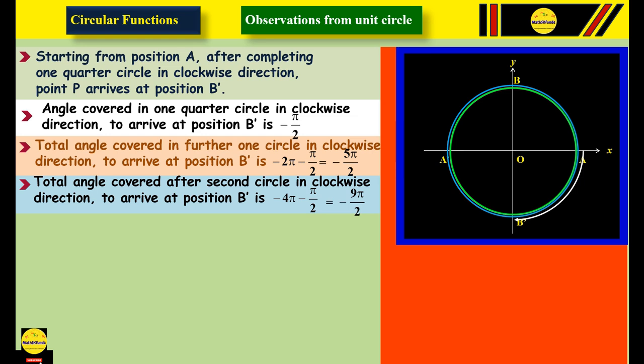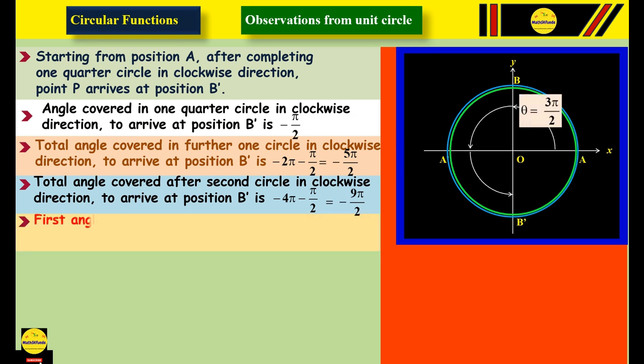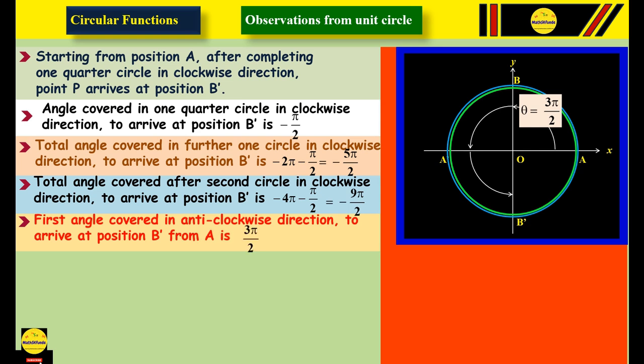Okay. Now, in all these cases, we were allowing point P to move only in clockwise direction. As I said before, we have to consider cases when point P moves in anti-clockwise direction. That means starting from position A, you allow point P to move in anti-clockwise direction and let point P reach position B dash. When does that happen? When it covers angle 3 pi by 2. Why do I say 3 pi by 2? Because the angle covered here is 270 degrees, and 270 degrees means 3 pi by 2.